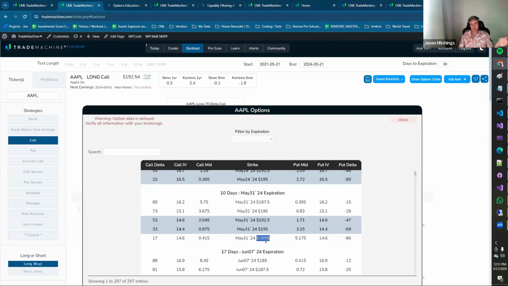Now, if the stock ends up at 196.50, these are going to have a 50% return because the intrinsic value is going to be $1.50. These are going to be worth zero. So this 33 delta, you would have spent basically $1 and gotten out $1.50. This one you would have spent 40 cents and gotten out zero. So higher risk, higher reward.